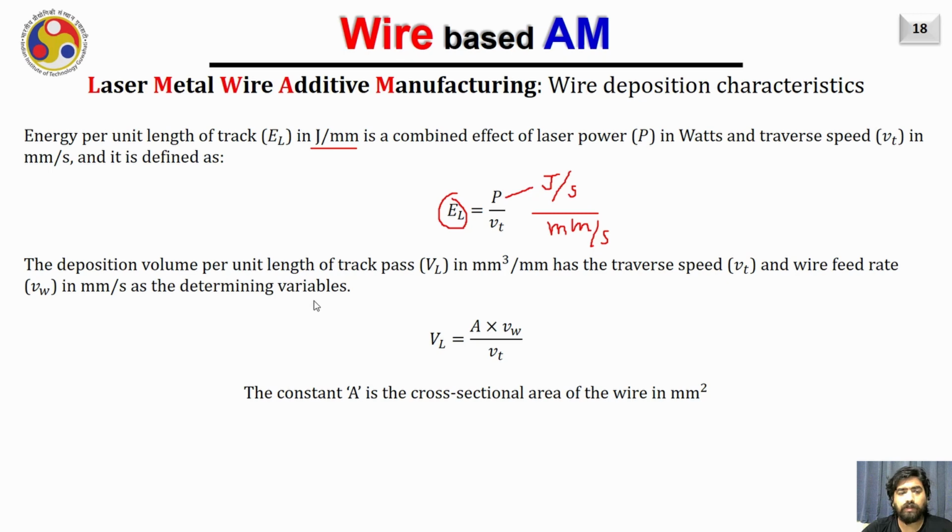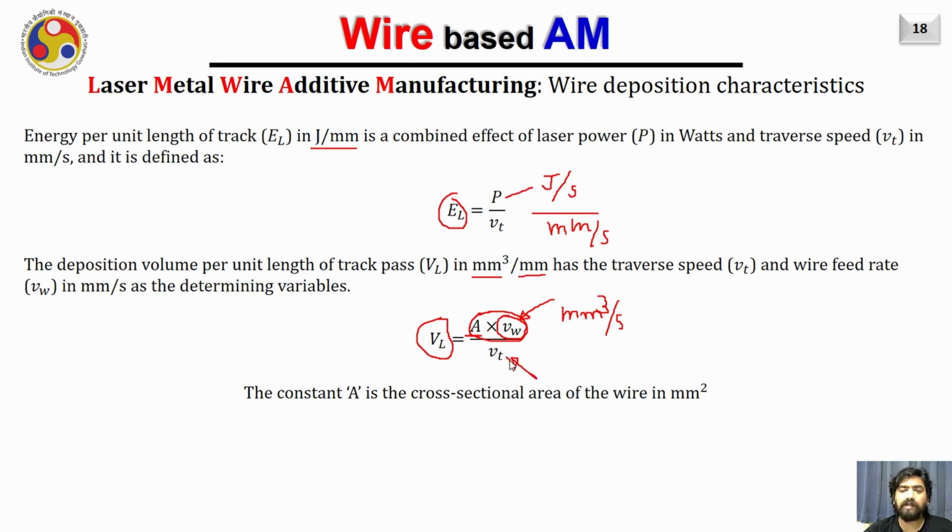Another parameter is VL, which is nothing but the deposition volume per unit length of the track pass, and it is defined in mm cube per mm. It is defined as the area of the wire which we are feeding into the melt pool into the wire feed rate. That is why this equation, A into VW, is giving us the volume deposition rate or the volume flow rate. Let me write it as mm cube per second.